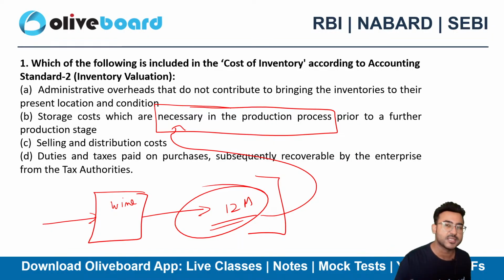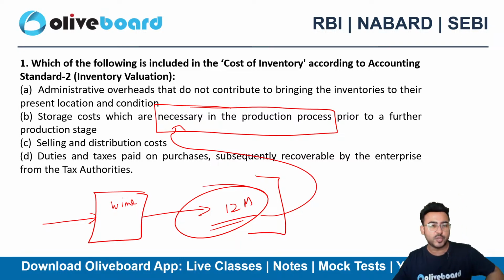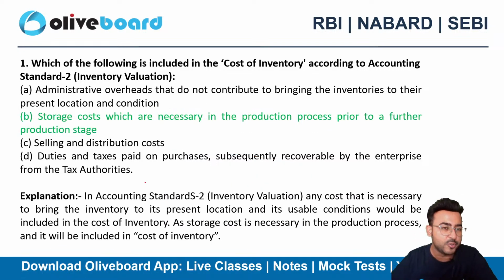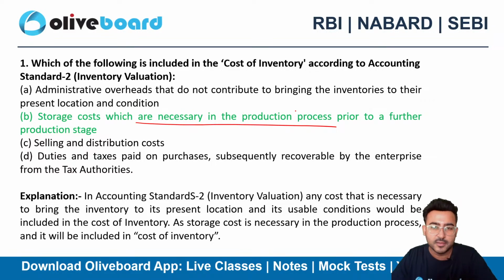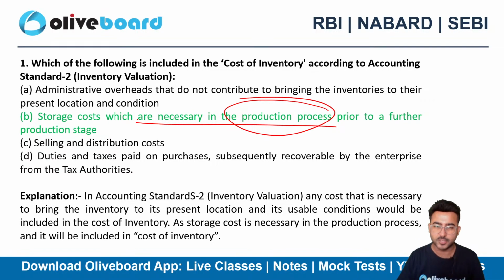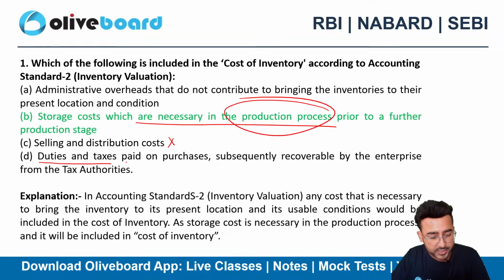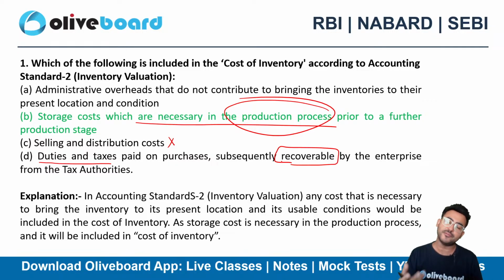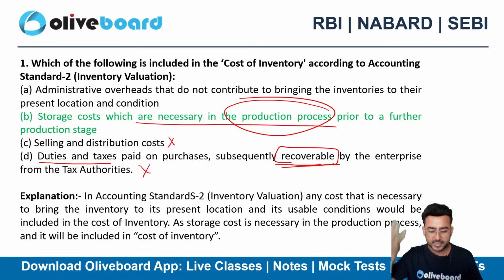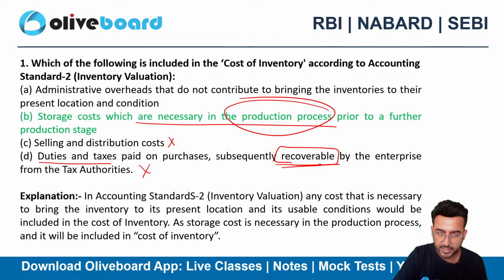Otherwise I cannot produce this wine, because wine and other alcoholic liquor for human consumption require a bare minimum storage period. So here option B will be the correct choice. I need to store wine to make it fit for consumption, so this will be included in the cost of inventory. Selling and distribution cost we never include. Duties and taxes that are recoverable: if they are recoverable later on, then why would I add them to my cost? So option B will be correct.